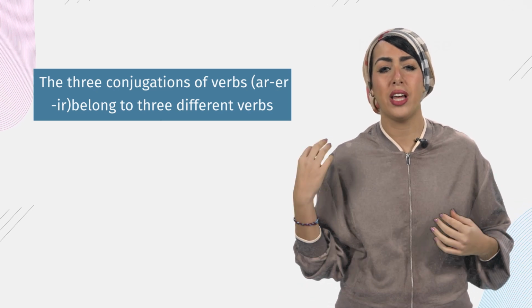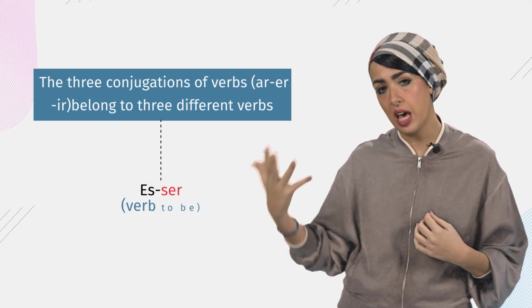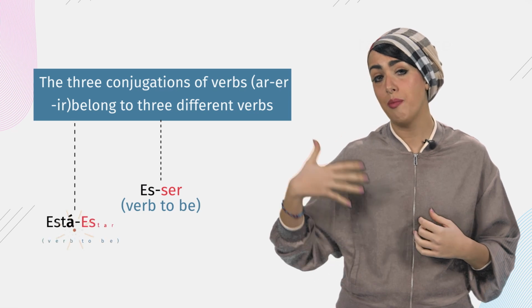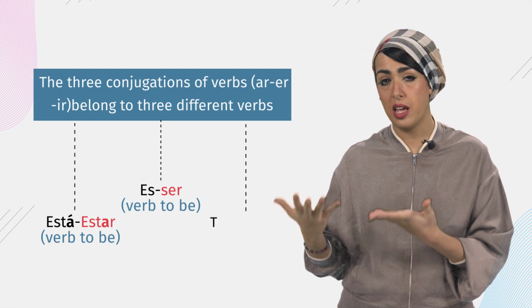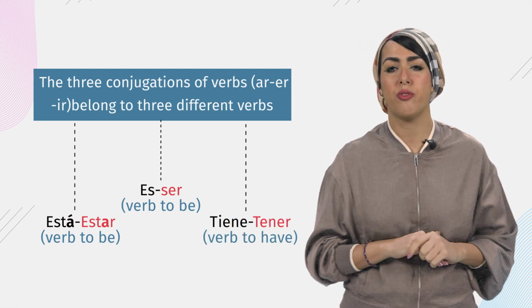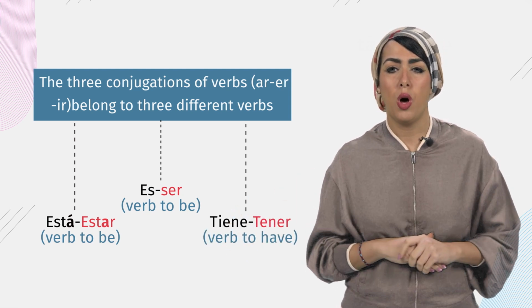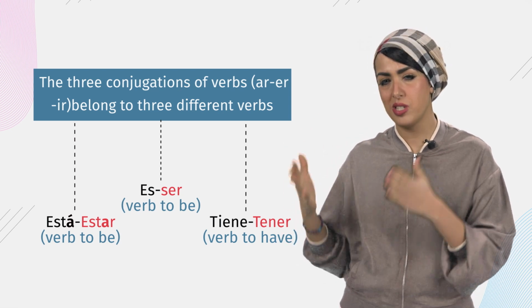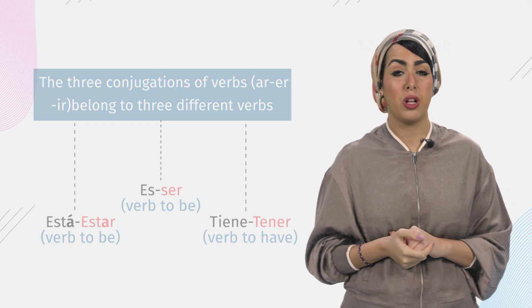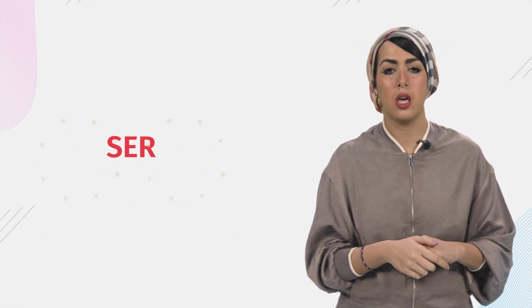Es belongs to the verbo ser, verb to be. Está belongs to the verbo estar, also to be. And el verbo tener, tiene, belongs to the verb to have. This one we'll learn about in the coming classes, el verbo tener. Now let's just focus on el verbo ser and estar. Let's begin with el verbo ser, to be.